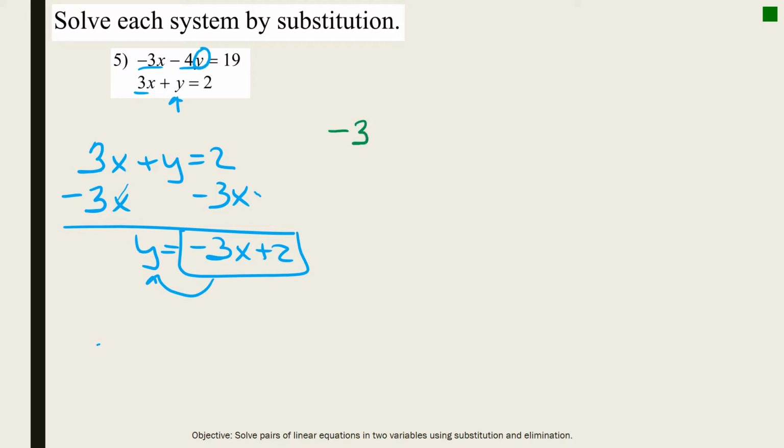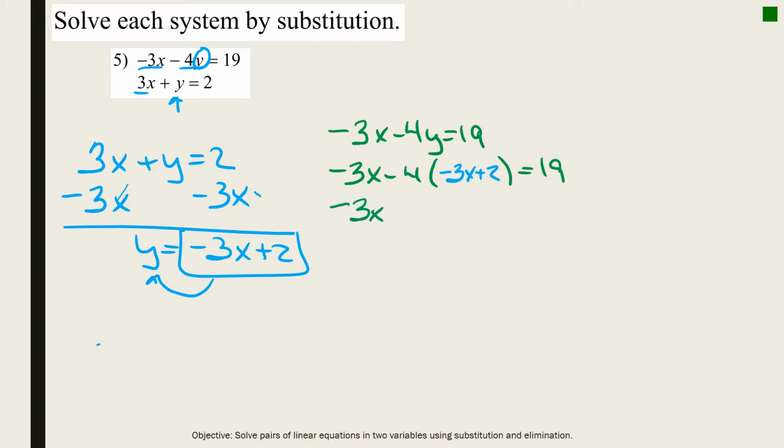So when I have negative 3x minus 4y equals 19, I'm going to take the y out of the game, and I'm going to substitute in negative 3x plus 2. So now I'm going to distribute. I have negative 3x. Be careful when you distribute. You're taking that negative with it. Plus 12x minus 8 equals 19. You've got to make sure to take the negative with it if it's there.